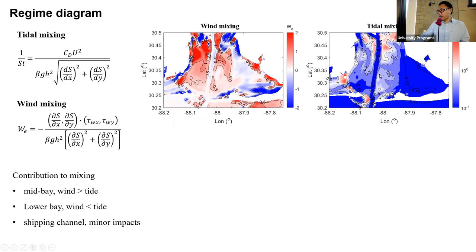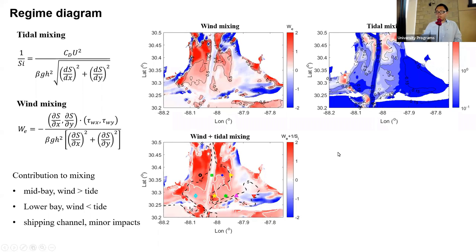While in the lower part, next to the shipping channel, we already have a zone with higher bottom friction. But in other areas the bottom friction is too weak, so all blue color, very small.